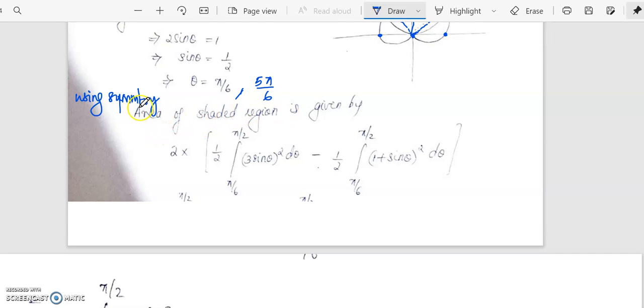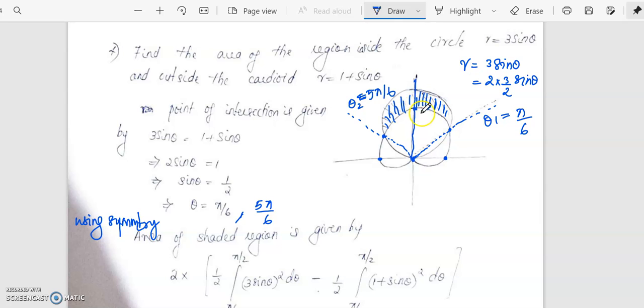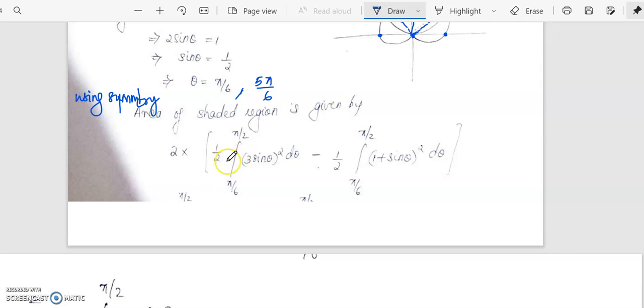the area of the shaded region is given by 2 times 1 by 2 integral pi by 6 to pi by 2, finding the area of the circle. From that, we subtract the area of the cardioid from pi by 6 to pi by 2, and we get the required area, then multiply by 2. So the required area will be 2 times 1 by 2 integral pi by 6 to pi by 2 of (3 sin theta) whole squared d theta minus 1 by 2 integral pi by 6 to pi by 2 of (1 plus sin theta) whole squared d theta.